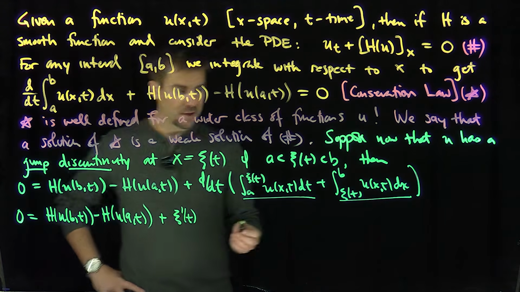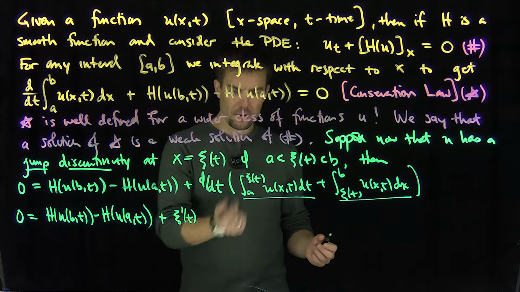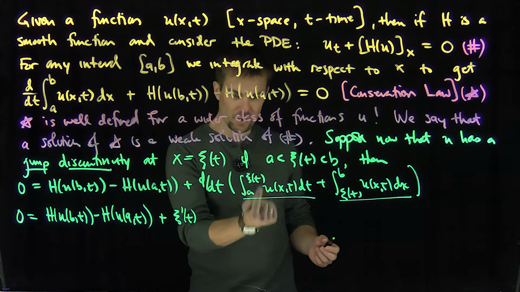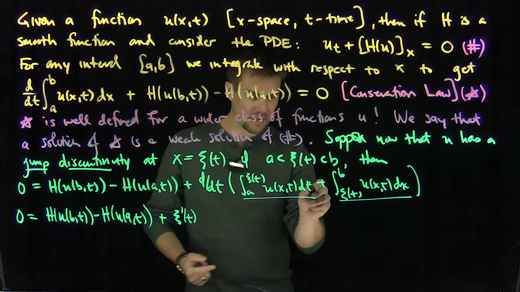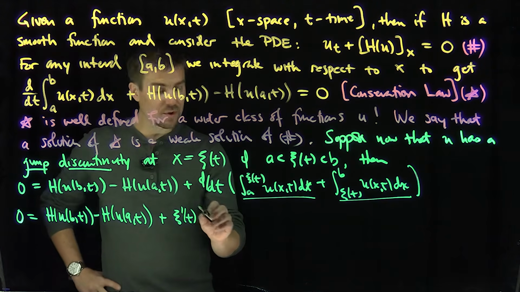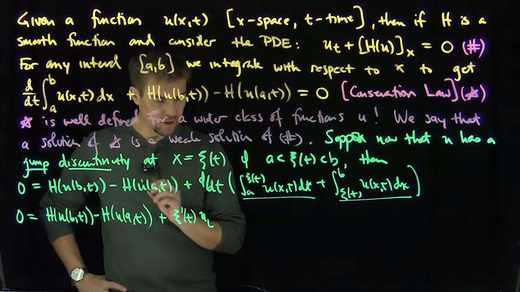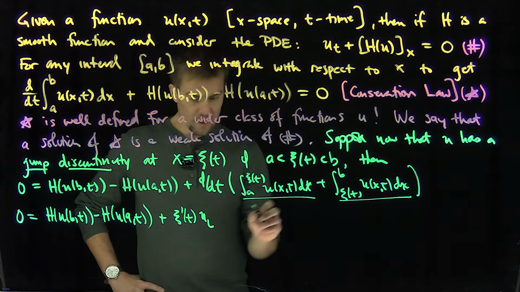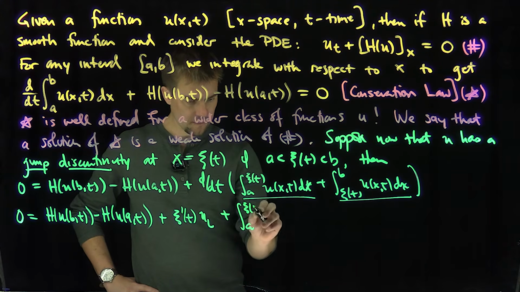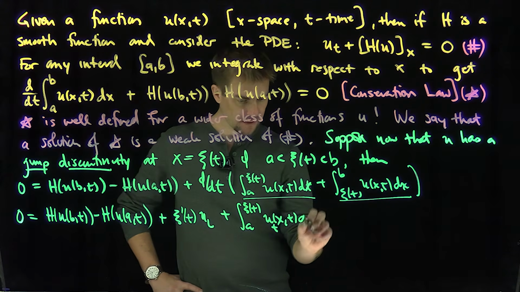And then I'm going to write this as the value of u coming from the left. If x is in this range over here, the x value is less than x_c(t), so I'm going to write u_left for the left limit as you approach that point x_c(t). So u_left over here, the left limit. And then over here we have plus the integral from a to x_c(t) of the t derivative of u(x,t) dx.